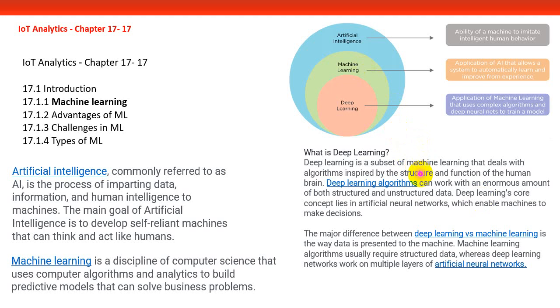One example I'm telling you: deep learning uses artificial neural network techniques. This is the way how our brain works. For example, assume there is an eagle. The eagle is wandering in the sky.